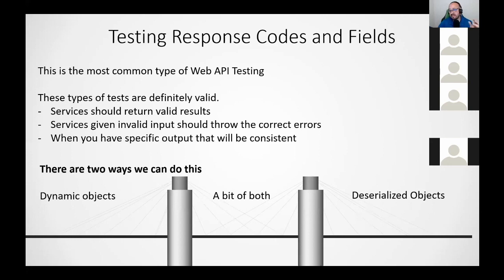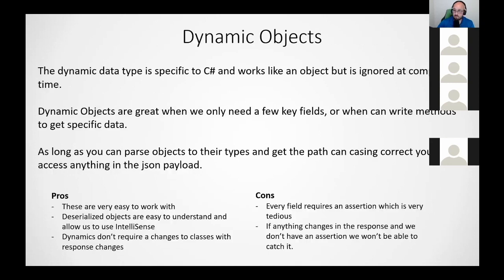So there's two ways that we can do this. We can use dynamic objects, we can use deserialized objects, or a little bit of both. So what are dynamic objects? The dynamic data type is specific to C#, and it's fantastic. It basically works like an object or class, but it is ignored at compile time. So you can take your JSON output, do a JSON.parse into that dynamic object, and then you can traverse through it pretty easily.